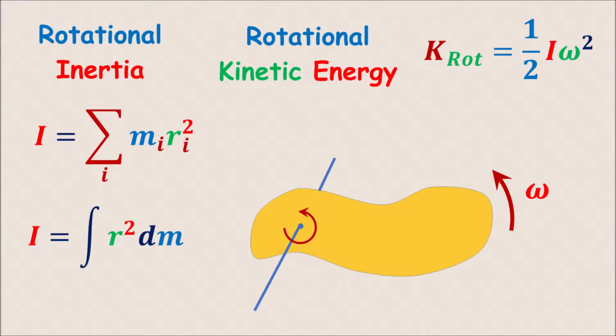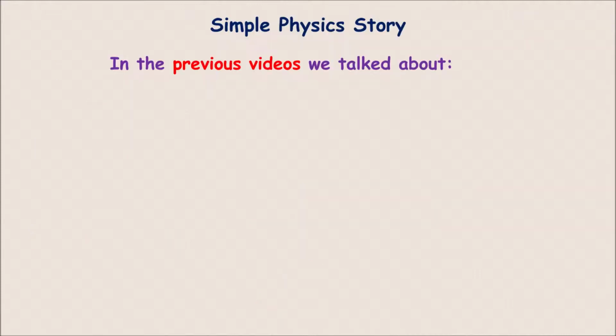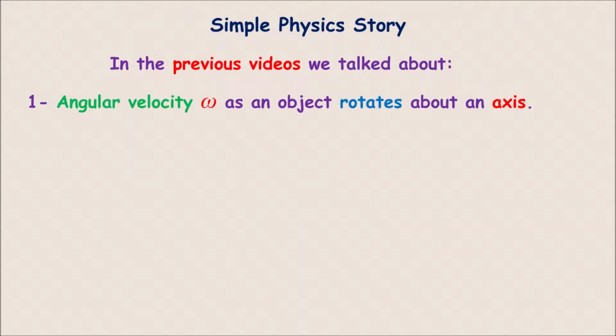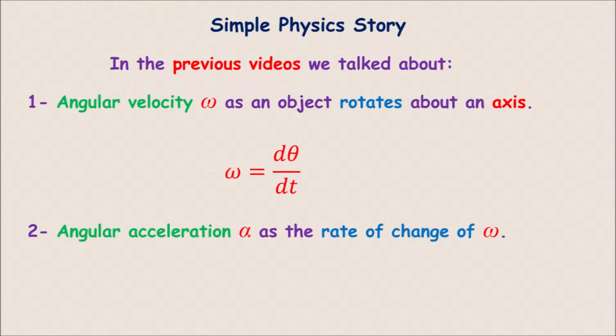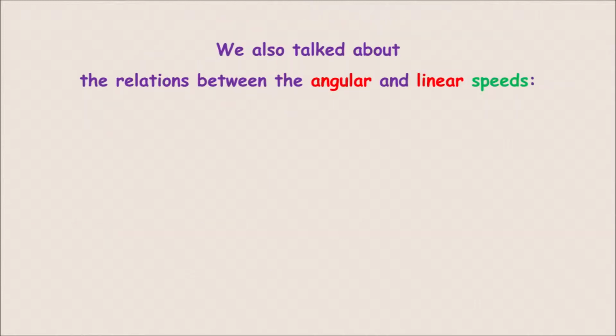In this video we talk about rotational inertia and rotational kinetic energy. Previously we talked about rotational kinematics and angular velocity omega as an object rotates about an axis, which is the rate of change of angular position theta in radians per second, and angular acceleration alpha as the rate of change of omega in radians per second per second. We also talked about the relation between the angular and linear speeds.